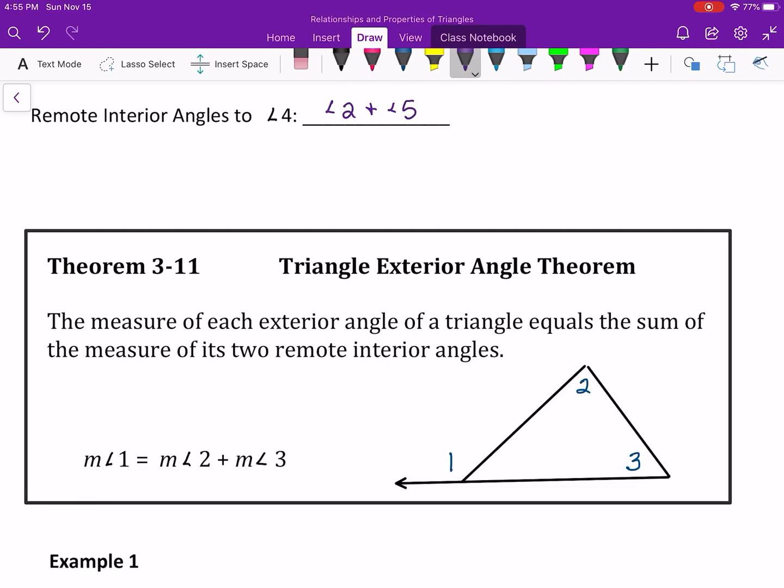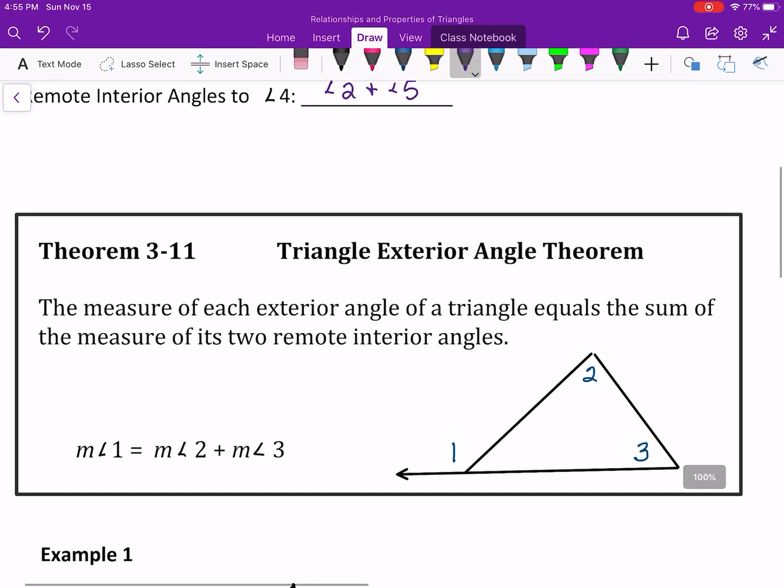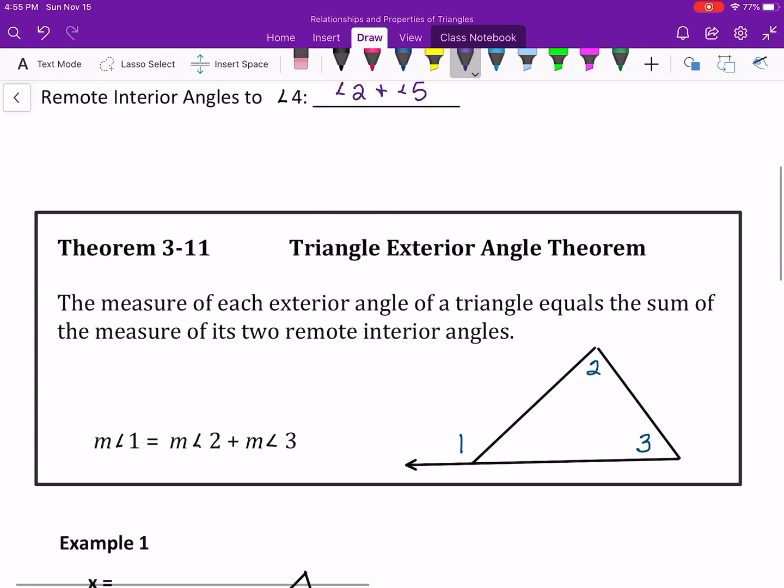Now, I'm going to have you do the proof as part of your assignment. I think once you see the proof, it'll definitely make sense. But we're going to practice using this theorem a little bit. Angle 1 is equal to the measures of angle 2 and 3 added together. The proof of the theorem will be part of your assignment. We're just going to practice using it right now.